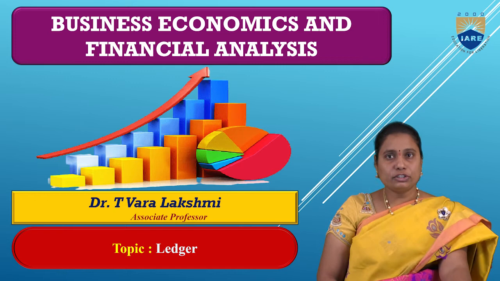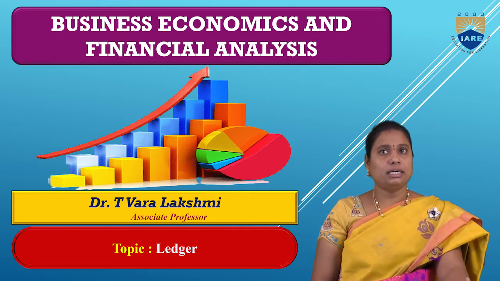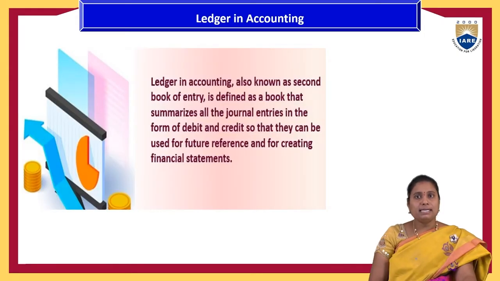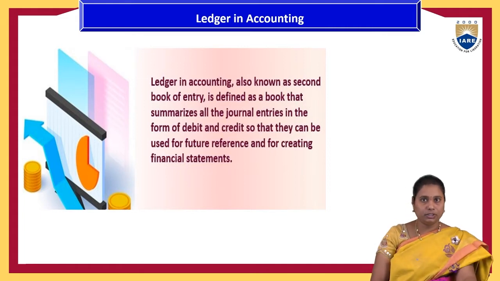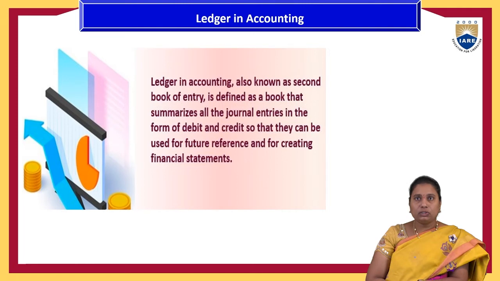This is Dr. T. Vara Lakshmi discussing the ledger and the preparation of ledgers under business economics and financial analysis. Once a journal is prepared, the second step in maintaining the accounts is called the ledger. So a ledger is a separate account for the records maintained under the journal. Whatever has been analyzed or recorded as transactions is summarized account by account, from the journal entries.